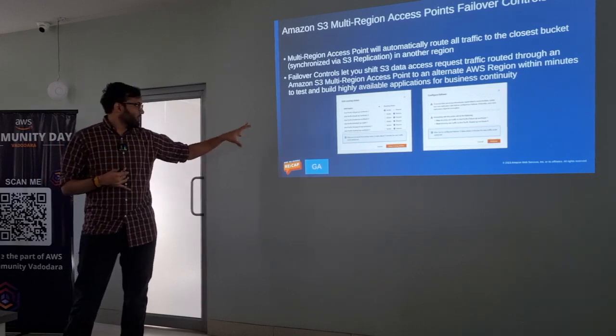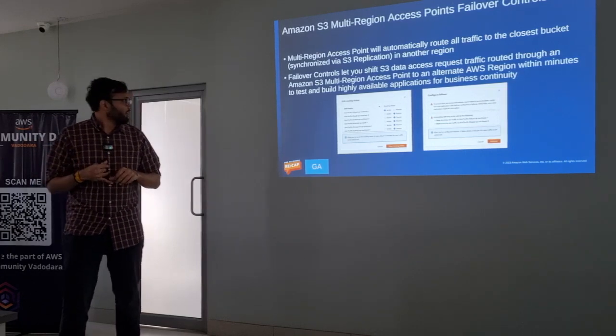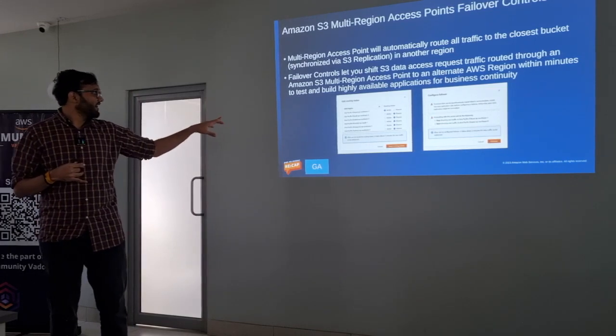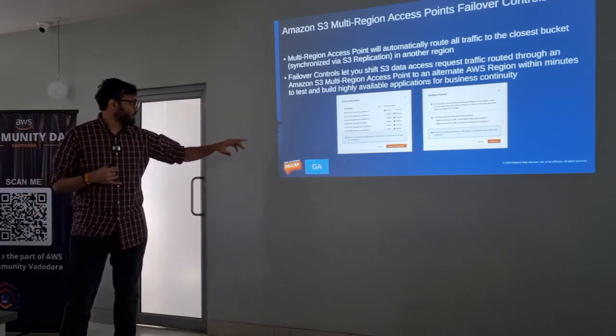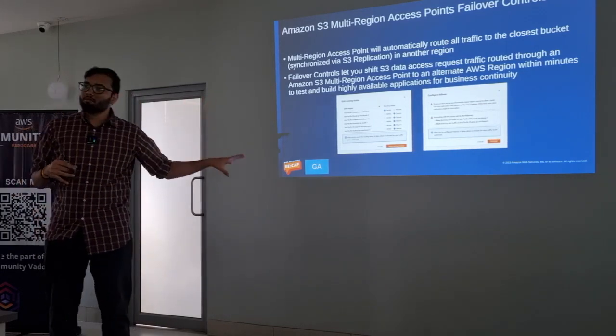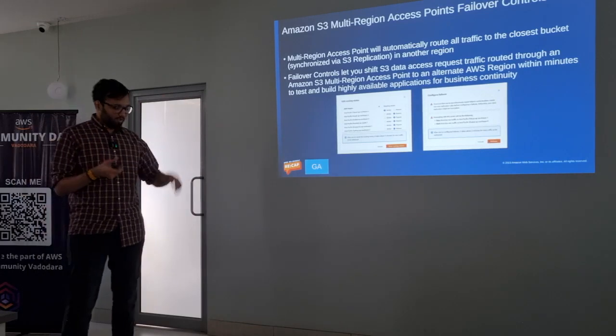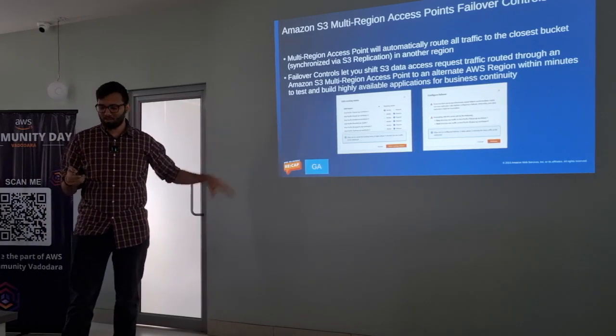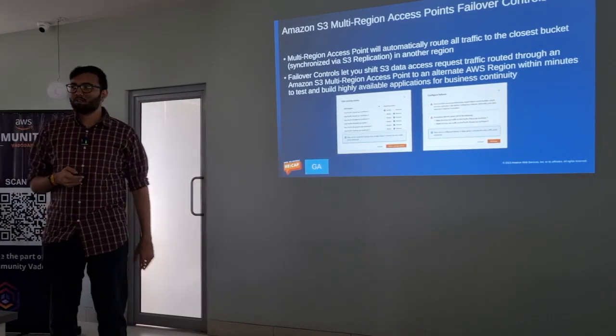If you see the screen, it's not very clear, but you are editing the routing status and completing the failover, so here you are shifting traffic from one region to another in the multi-region access point. Again, it is in general availability, so you can try and use this service.